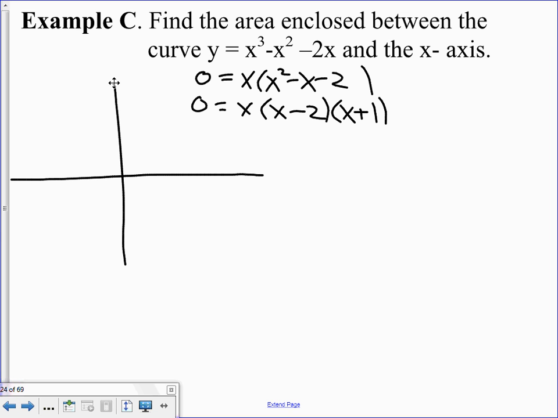All right, so I got these 3 points. These are the only points that really matter. I mean, we know what the shape of the graph looks like. 0, 2, negative 1.